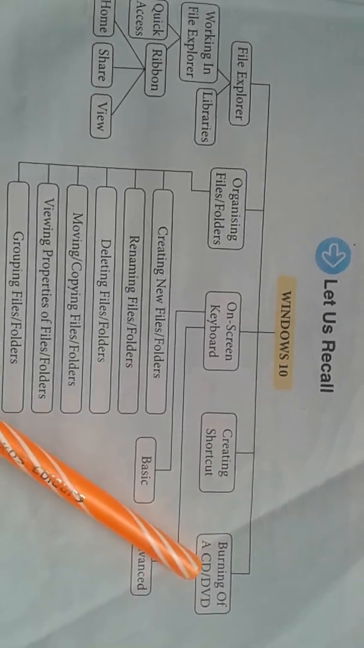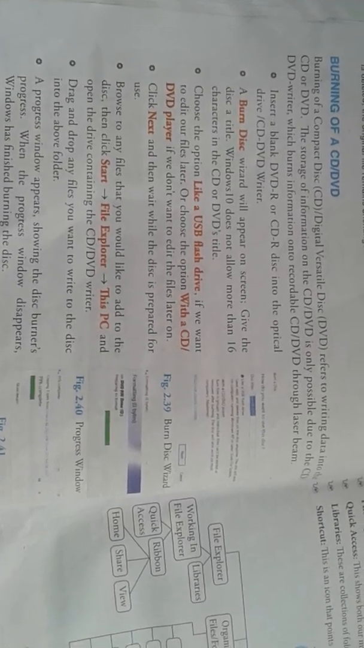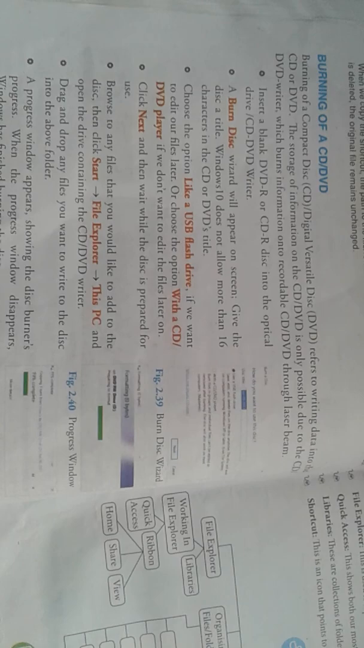Burning of CD and DVD. Burning of CD and DVD means burning of compact disc and digital versatile disc, which refers to writing data onto the CD or DVD. The storage of information on the CD or DVD is only possible due to the CD or DVD writer, which burns information onto recordable discs through laser beams. So we can do that, right?